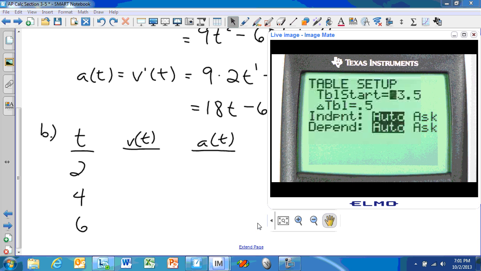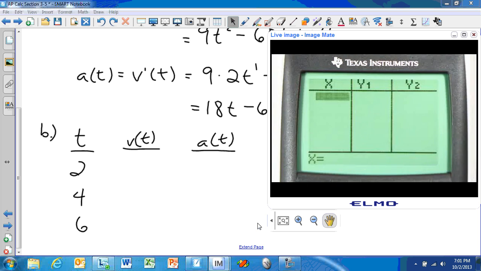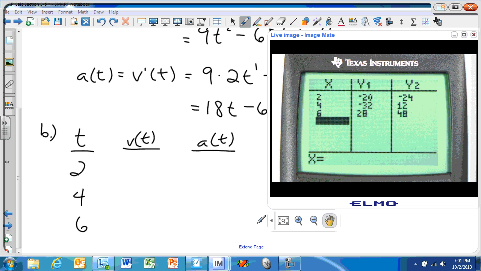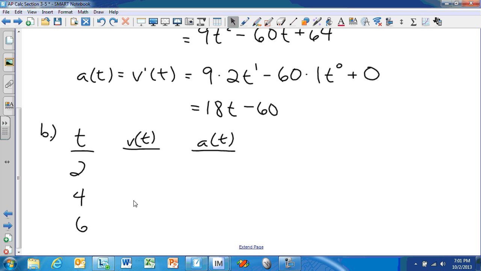And I'm going to go to my table. I'm going to set it up in ask mode, so I can just type in the values of x that I want. And we'll go to our table. They want us to calculate these at 2, 4, and 6. So 2, 4, and 6. And let's write down what those values are. At t equals 2, we end up with negative 20 and negative 24. So this is negative 20 and negative 24. And at 4, it turned out to be negative 32 and 12. And finally, at 6, it was 28 and 48.